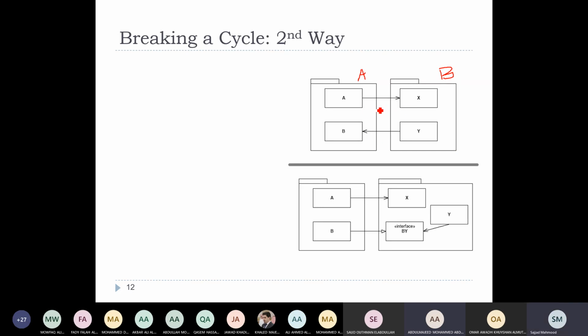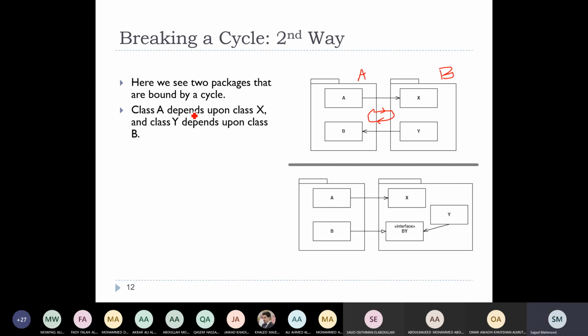Exactly. So there is a cyclic dependency between package A and B, and when we investigated, we realized that this dependency is there because class A of package A depends on class X of package B, and similarly, vice versa. So we have a cycle, and the cycle is because class A depends on X and class Y depends on B. Now, how can we break this, right?